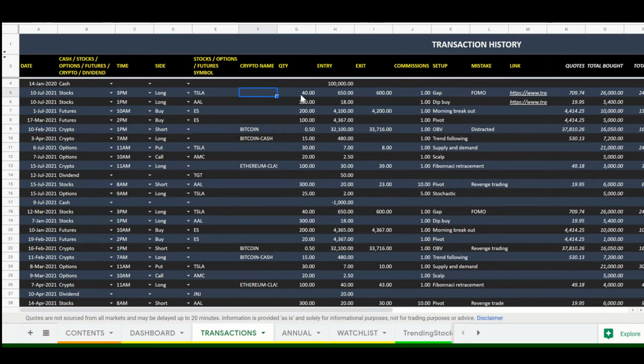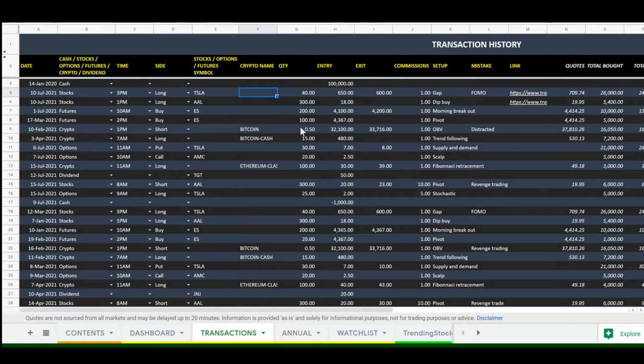Quantity, that's self-explanatory. You just put how many stocks you bought or how many options you bought, or for crypto, you can put 0.5. It doesn't have to be a whole number.